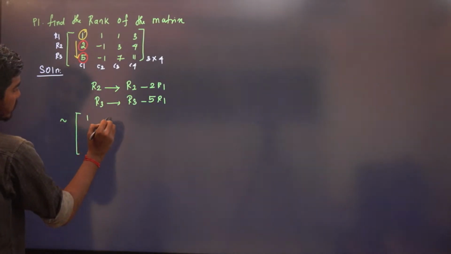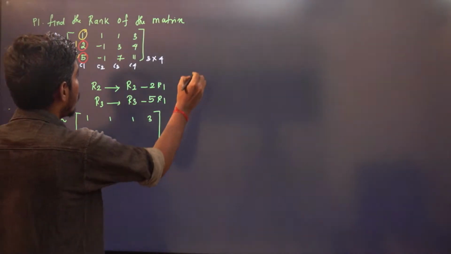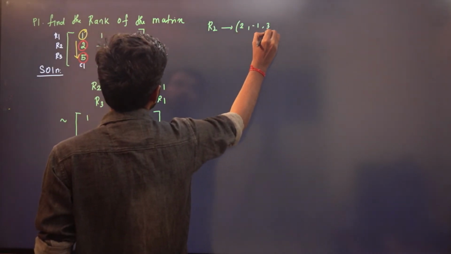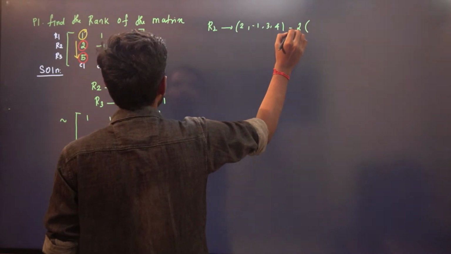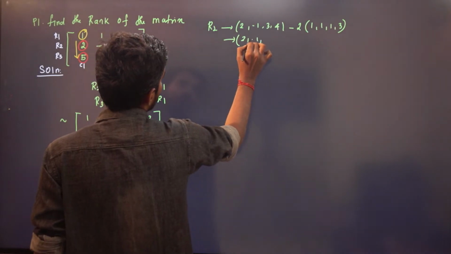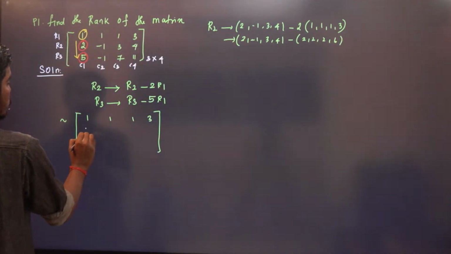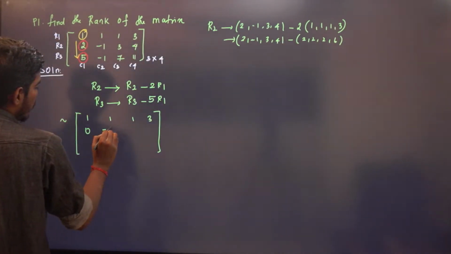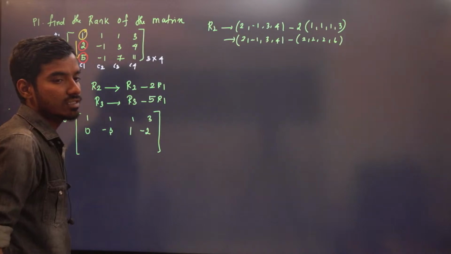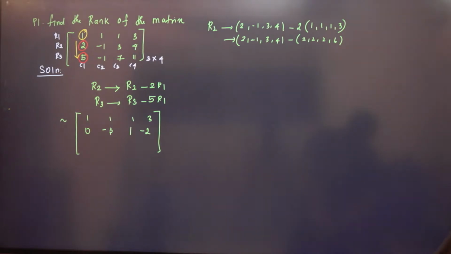So the first row remains as 1, 1, 1, 3. Now R2 and R3 are changed. What is R2? R2 is changed to R2 minus 2 times R1. R1 is 1, 1, 1, 3. So this will be 2, minus 1, 3, 4 minus 2, 2, 2, 6. What is 2 minus 2? It is 0. Minus 1 minus 2 is minus 3. 3 minus 2 is 1. 4 minus 6 is minus 2. Is this step clear? You can see that we have made the second row, first element 0.